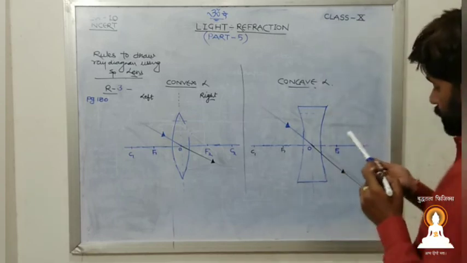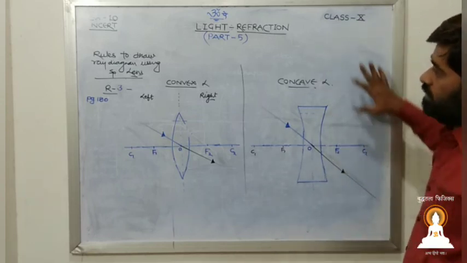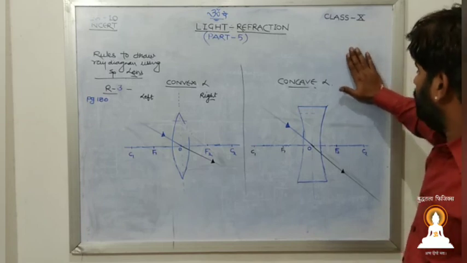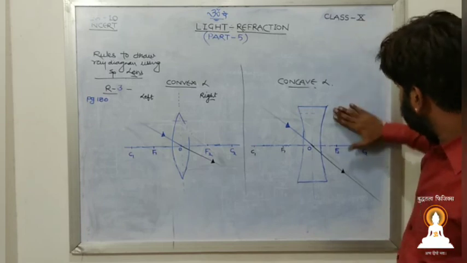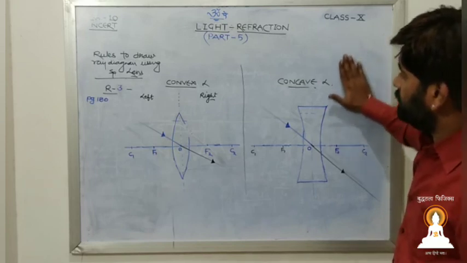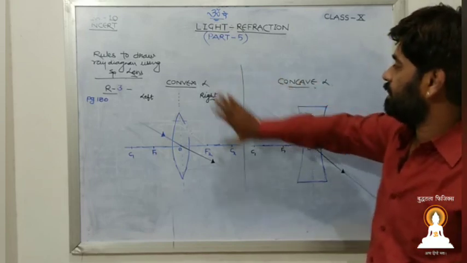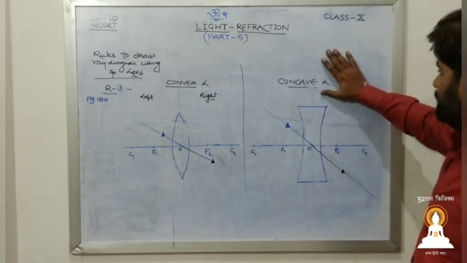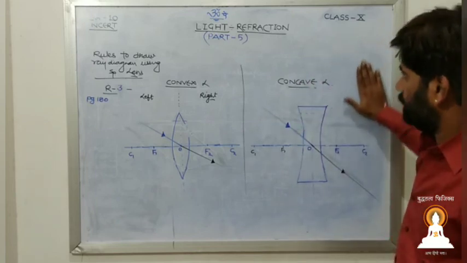So these 3 rules were there. By using these rules, we are going to draw the remaining 6 cases in case of a convex lens and 2 cases in case of a concave lens.